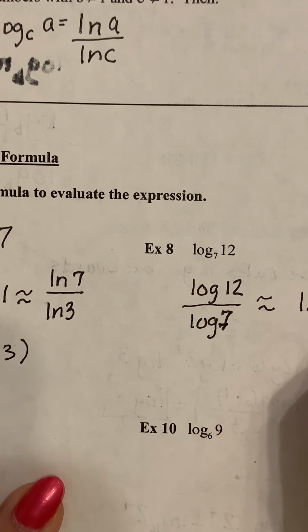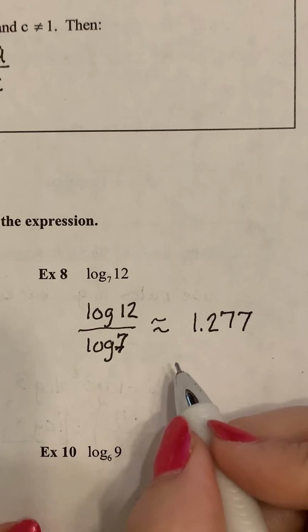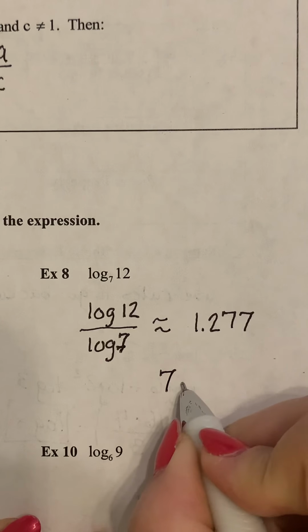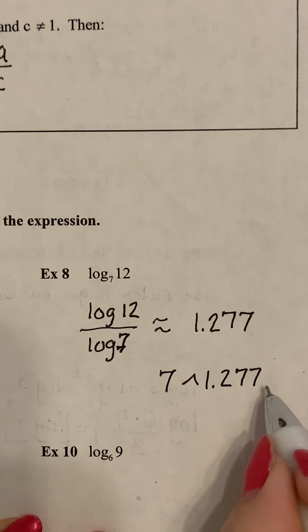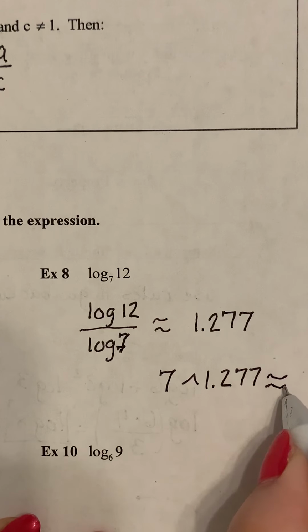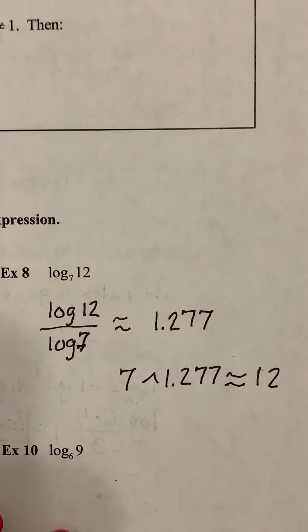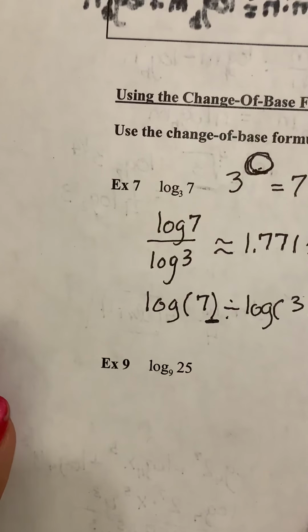Now what I want you to notice is if you were to check this, if you were to take 7 and raise it to the 1.277, you would get an answer that is extremely close to 12. And the reason why you don't get exactly 12 is because we've rounded. If we had the exact value, it would be 12, but we did some rounding. Okay, moving on.